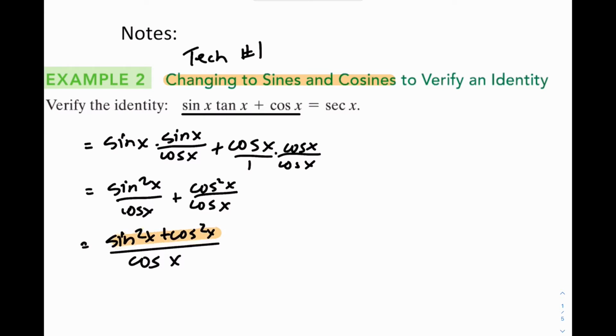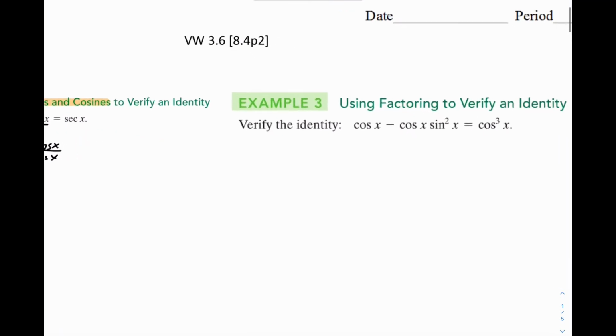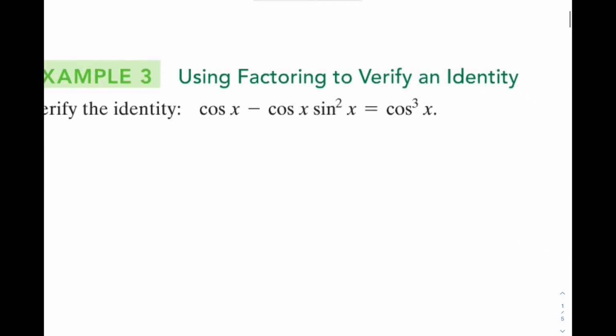Okay, highlight that thing right there. This should always trigger in your head. That's something we know. That's 1. And now we have our answer, secant x. Circle, happy face. Now let's go to example 2.